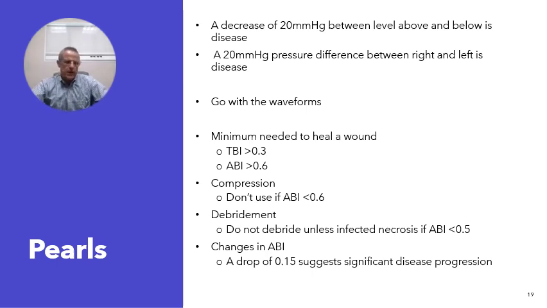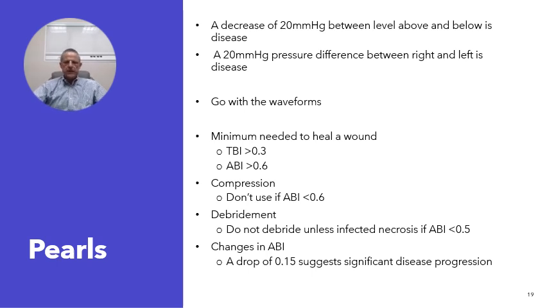Some things to keep in mind in terms of the minimum TBI or ABI for a wound to heal: TBI greater than 0.3 and ABI greater than 0.6. What about compression for venous disease where maybe there's some underlying arterial disease as well? Don't use compression if the ABI is less than 0.6. Also, don't debride unless it's infected necrosis that you're concerned about if the ABI is less than 0.5.